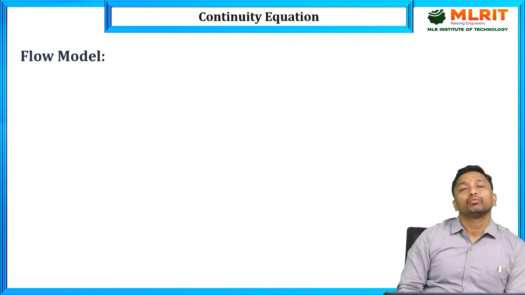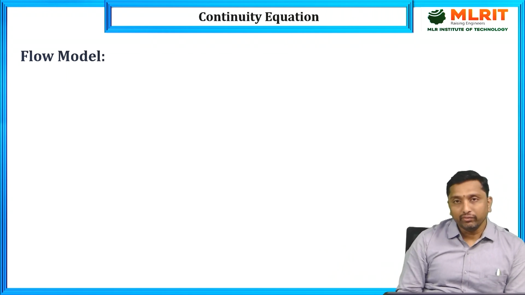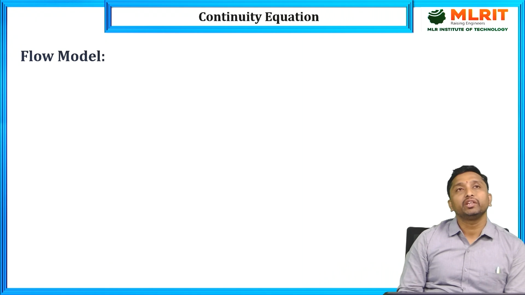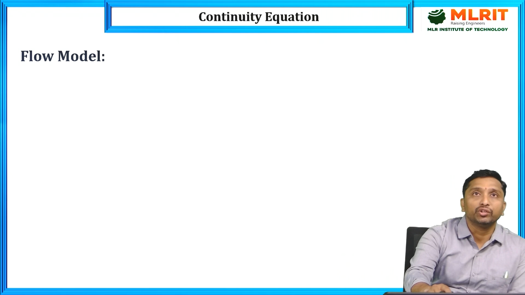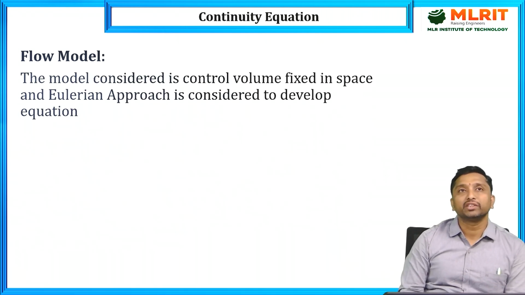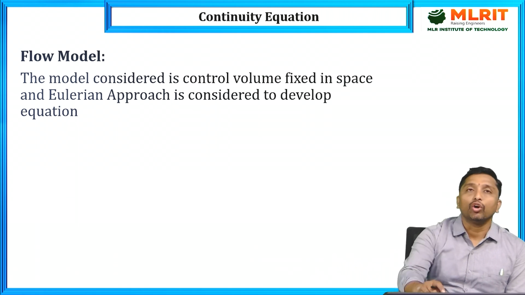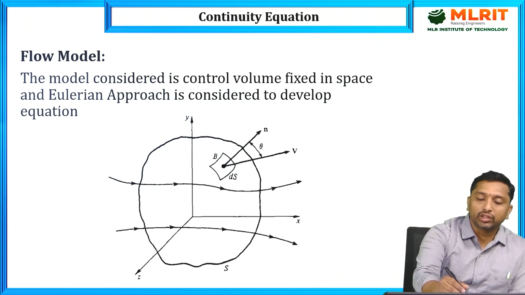Next is flow model. So to derive this equation, we always need to have an appropriate flow model. So for the derivation of continuity equation, we are considering a control volume fixed in space, which is the basic flow model, and the Eulerian approach to develop the equation. So this is the control volume.